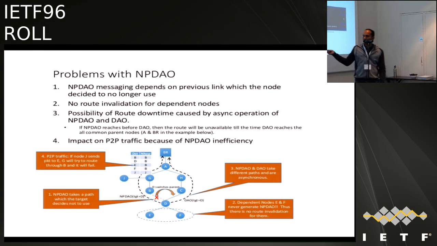Because of this, the second thing is the dependent nodes. For nodes E and F, there is no provision of sending an NPDAO on behalf of E and F. The P2P traffic may get impacted if there is P2P traffic in the previous sub-DODAG. Third, the NPDAO and the DAO take a different path. These are asynchronous operations. So it is possible that the NPDAO reaches all the way to the border router and invalidates the route, and the new DAO, while the node is switching the parent, has still not reached the border router. So it might result in route downtime.